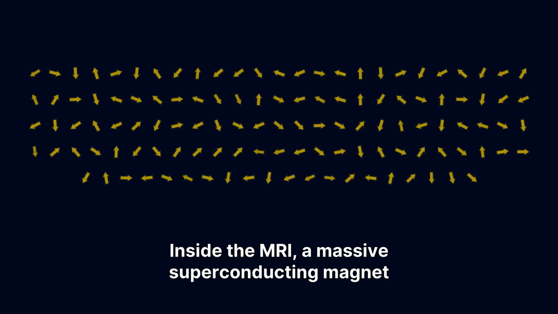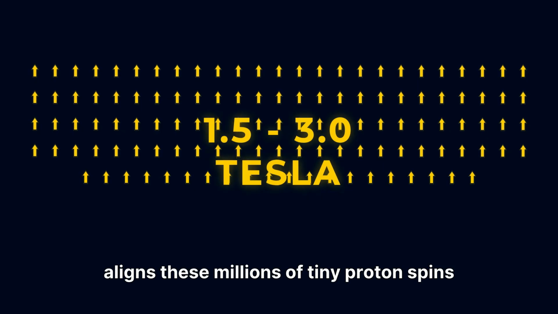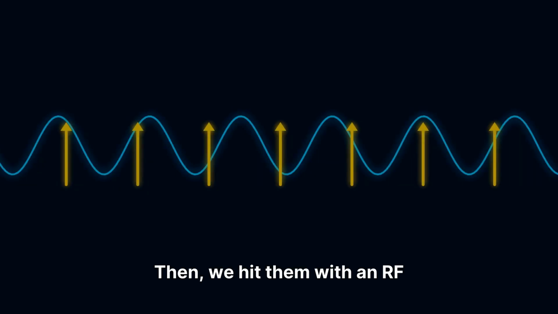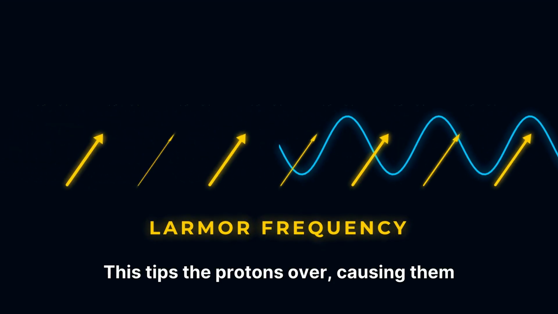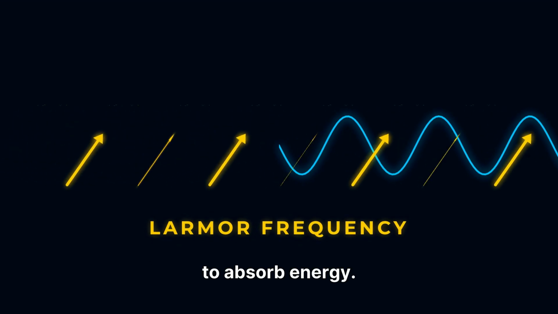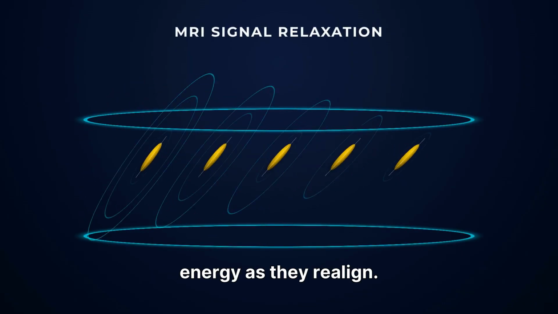Inside the MRI, a massive superconducting magnet aligns these millions of tiny proton spins in one direction. Then we hit them with an RF pulse at a very specific frequency. This tips the protons over, causing them to absorb energy. When the pulse stops, they release that energy as they realign.